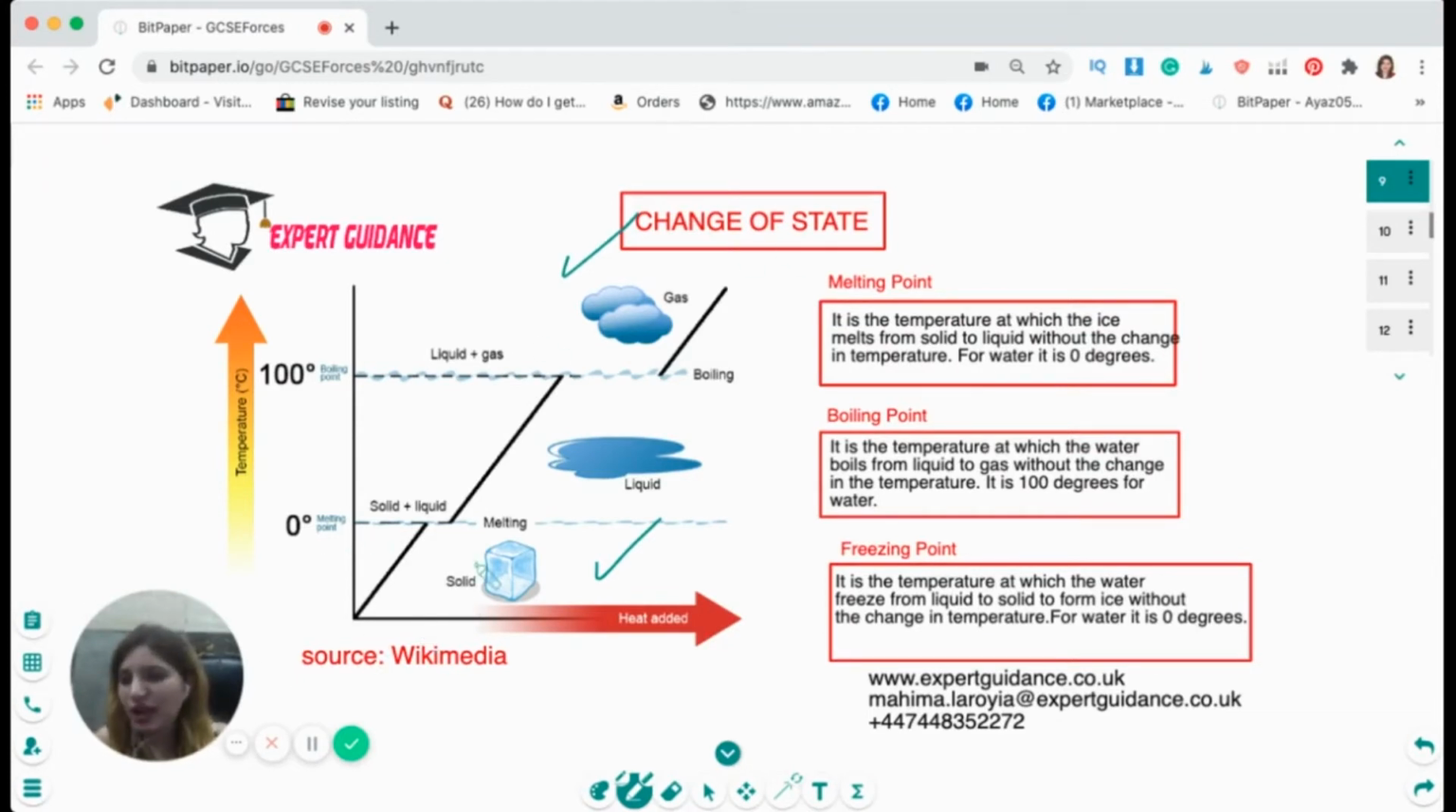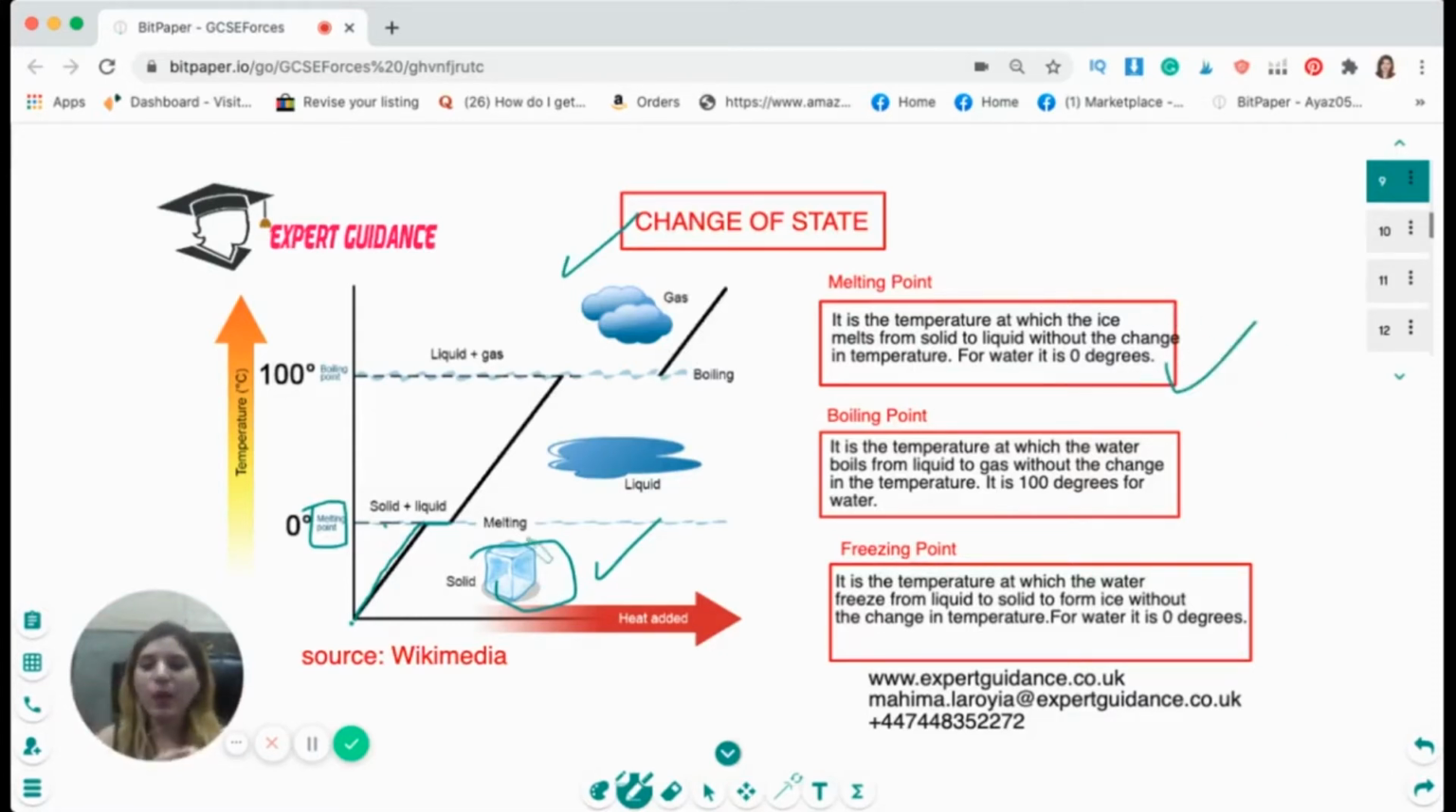Okay, so let's start from the start. Let's suppose we have a solid. Now if you need to convert a solid to a liquid, you will heat the solid until it reaches its melting point. Now the melting point of the solid is 0 degrees. As soon as the melting point is reached, there will be no change in temperature until all the solid is melted. So the graph becomes flat at the melting point. And melting point is the temperature at which the ice melts from solid to a liquid without a change in temperature. And for water, it is 0 degrees.